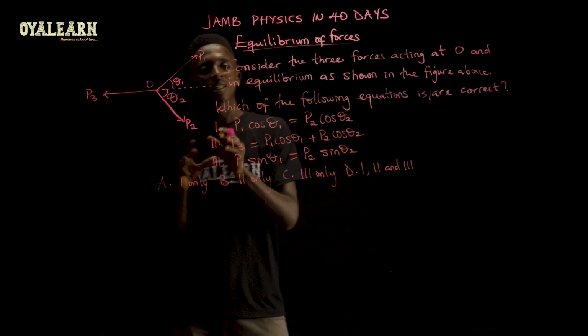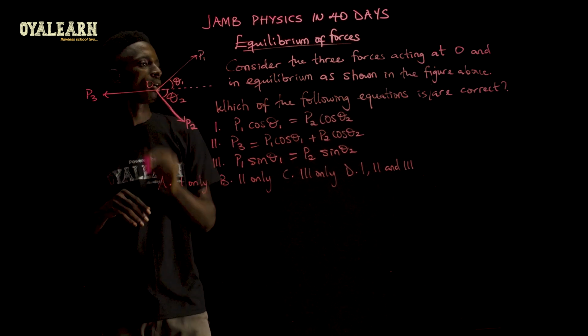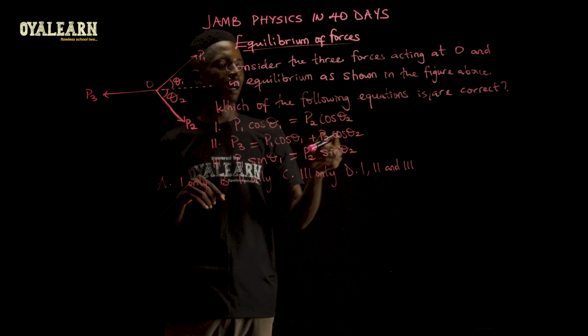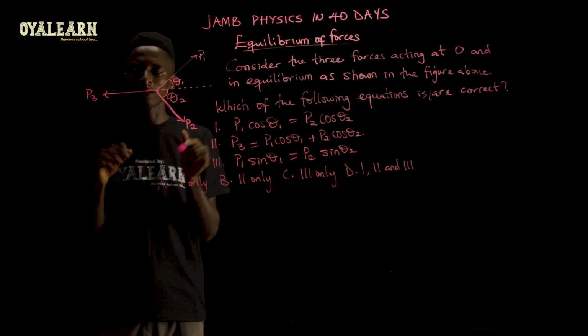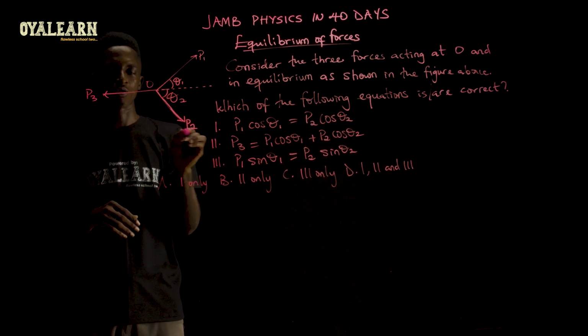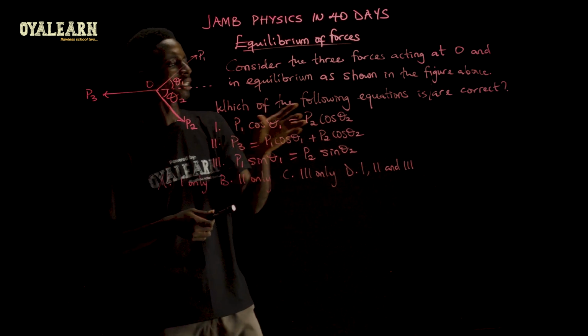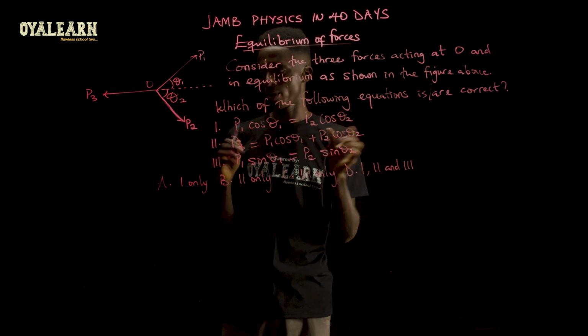This question says that we should consider the three forces acting at point O, and that this is actually at equilibrium as shown in this figure. So we have a point O here, and then we have three forces, P1, P2, and P3. So we are to find which of the following statements here, equations rather, is correct.